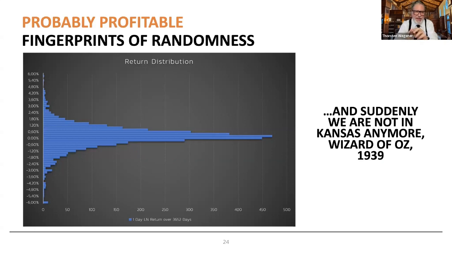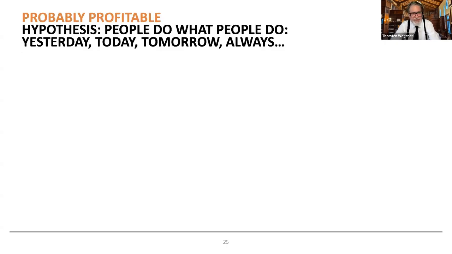And when we see something like this, the bell-shaped distribution of returns, there's something we can actually use in our investment process. The hypothesis, obviously, is people do what people do. Yesterday, today, tomorrow, because they are the ones who are responsible for what we've just seen on the screen here.